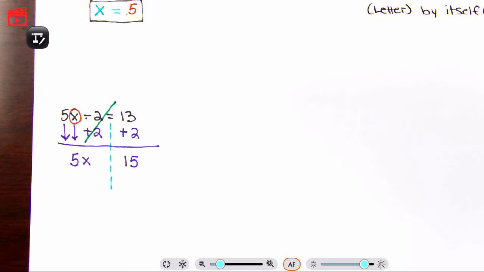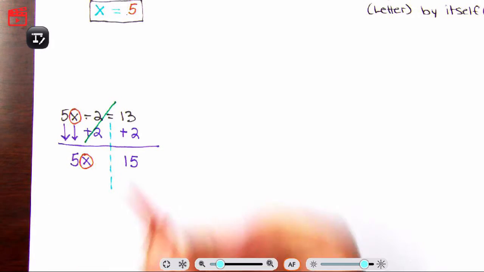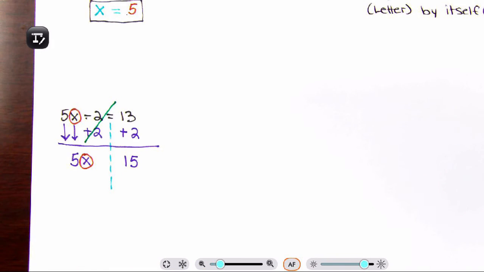Now, did we reach our goal? Did we reach our objective? Is the variable x by itself? No, it is not. Because it is not by itself, we have to redo it. Now we have to do the opposite.